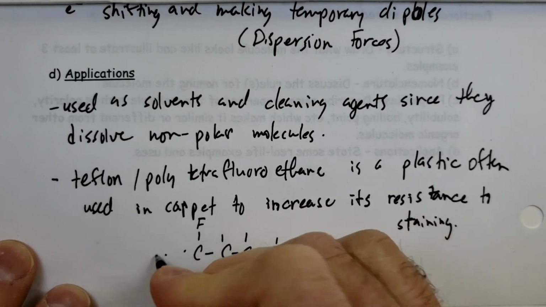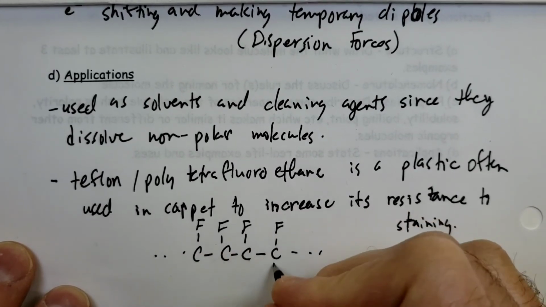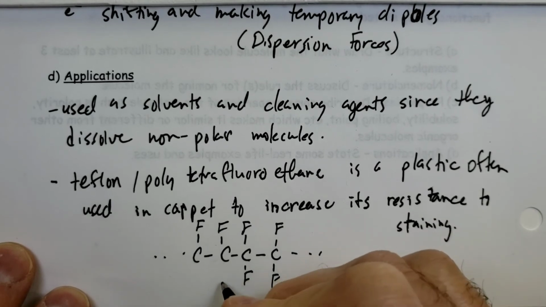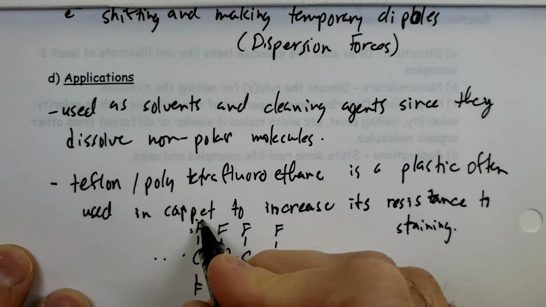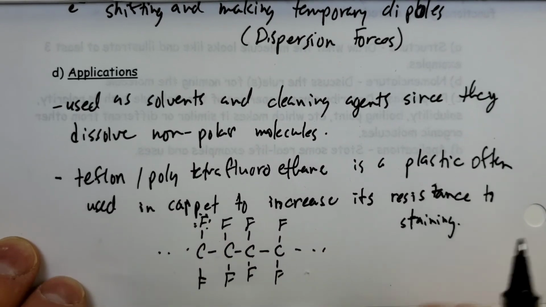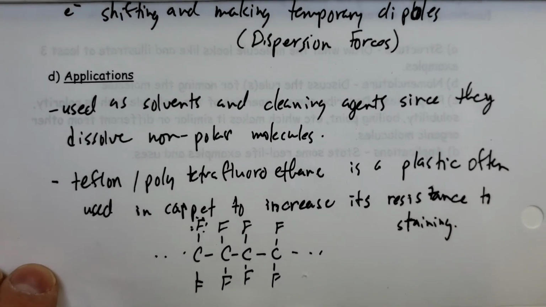And of course, part of what that looks like, you have long chains of carbons that go on continuously with fluorines attached onto that. And of course, I could go around each fluorine and draw the remaining lone pairs on there and go from there. But there we go, folks.